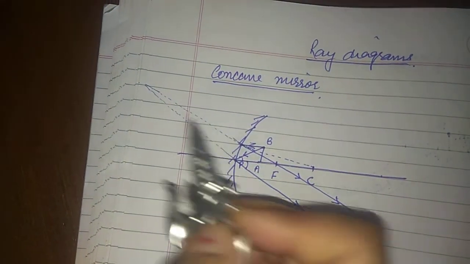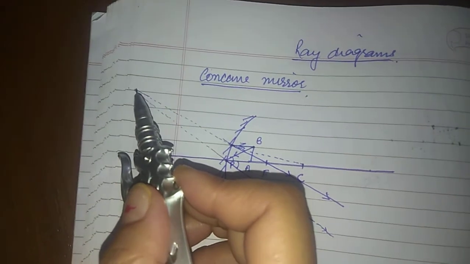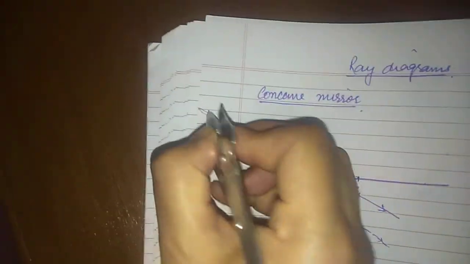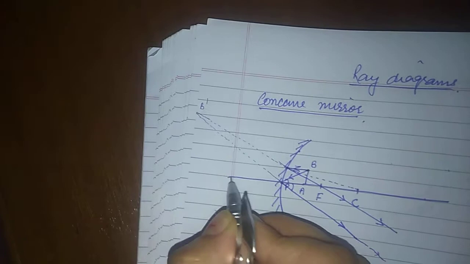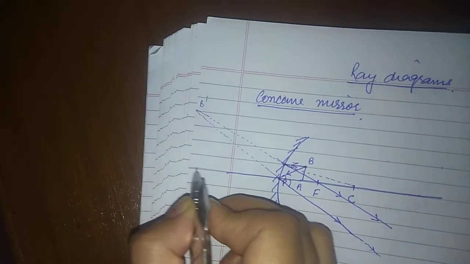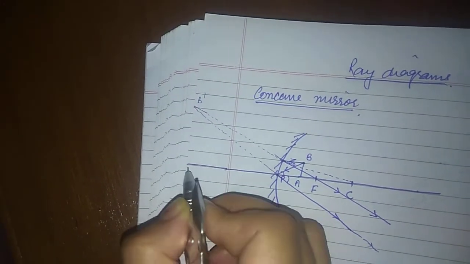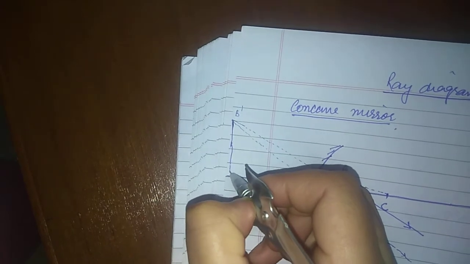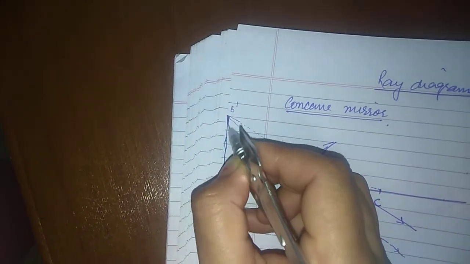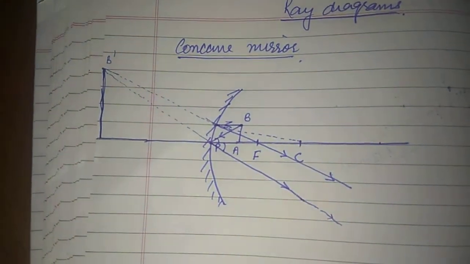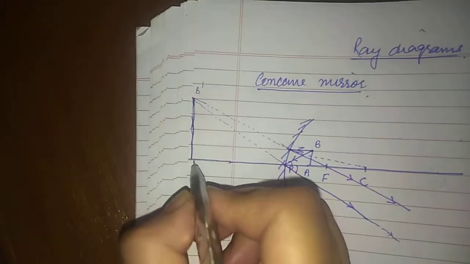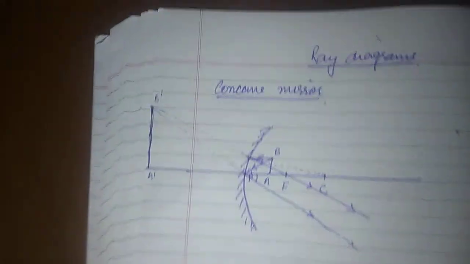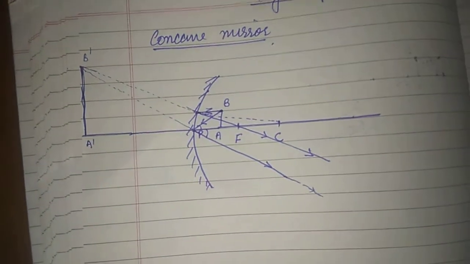So this point is giving us the image of point B. This point is B dash, and exactly below this point we are going to get the image of A, that is A dash. So this is the image we have obtained for a concave mirror when the object is lying between pole and focus of the mirror. So A dash B dash is the image formed.